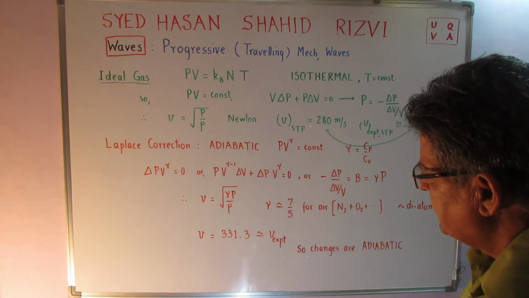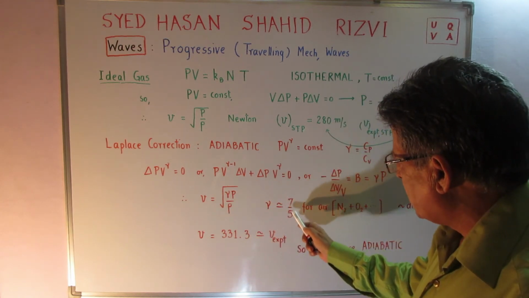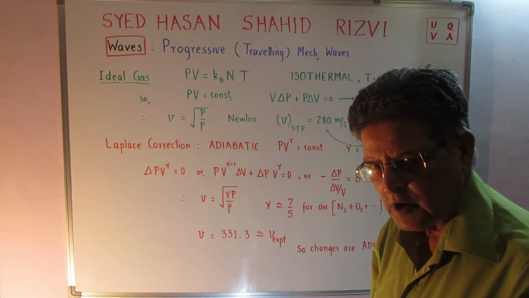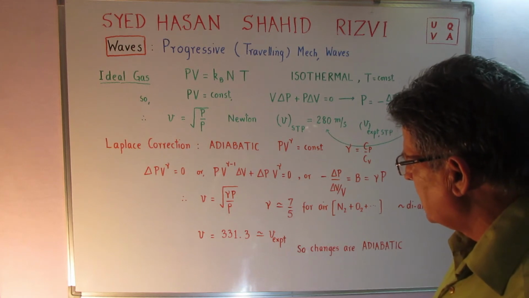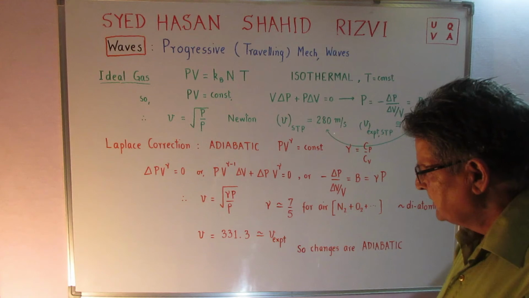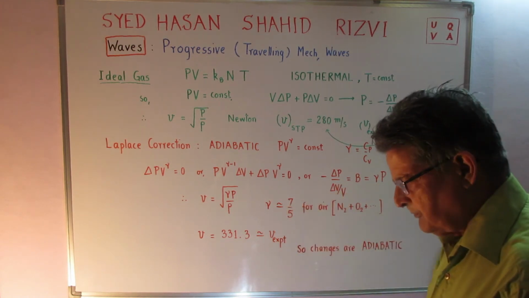And when we make the calculations, putting the value of gamma as 7 by 5, Cp minus Cv is equal to what? And remember, the degrees of freedom for the diatomic molecules is equal to 5.